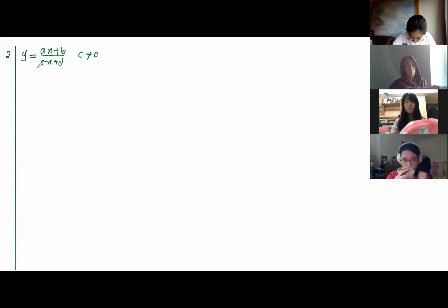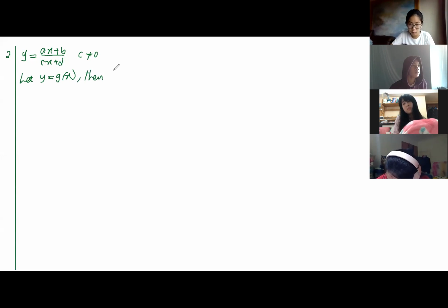So this is f of x, so I could even use g this time, so we're not just using f. Let y be g of x, then g inverse of y will be x, okay? So in that case, it's already in the form of y anyway, so let's just make x the subject.